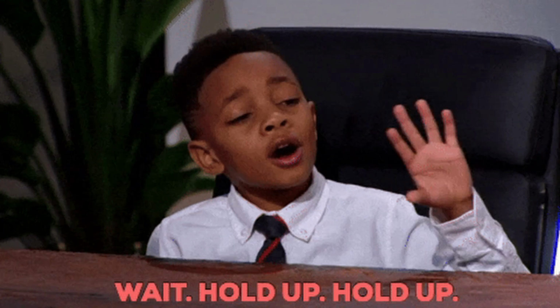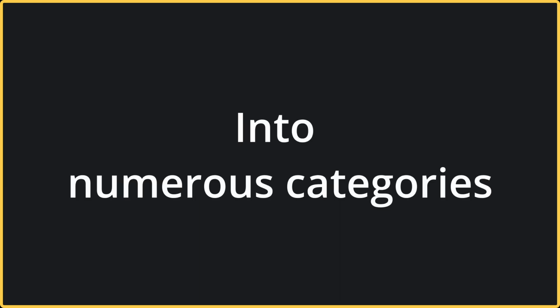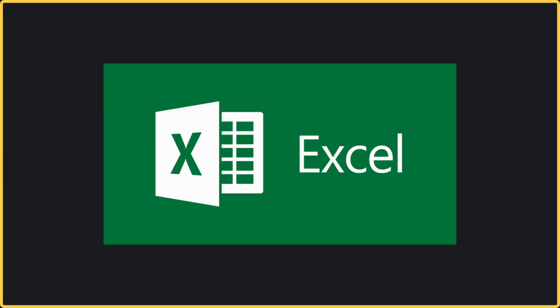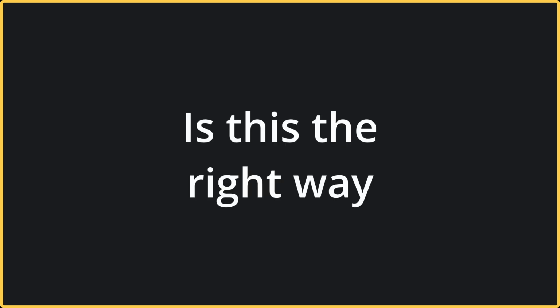So before we start picking the tools, let's clear one thing. What even is a tech stack? See, a tech stack is a combination of technologies used to build an application. It's that simple. You can divide them into numerous categories if you want. So it can be front-end, back-end, databases, infrastructure, etc. Now the real question is, how do you pick the right one? So let's look into that.